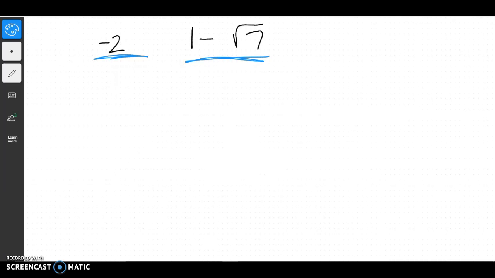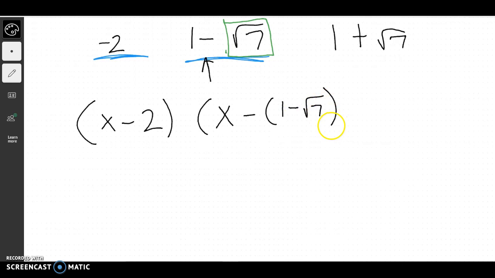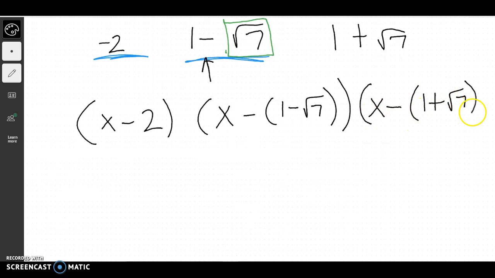This thing is missing a 0 though. The reason I know it's missing a 0 is because of this square root. Anytime we have a square root, we need a positive and a negative. We right now just have the negative. So we would also need 1 plus radical 7. Okay, let's write this in factored form. This would be x minus 2. This would be x minus 1 minus radical 7. And this would be x minus 1 plus radical 7.